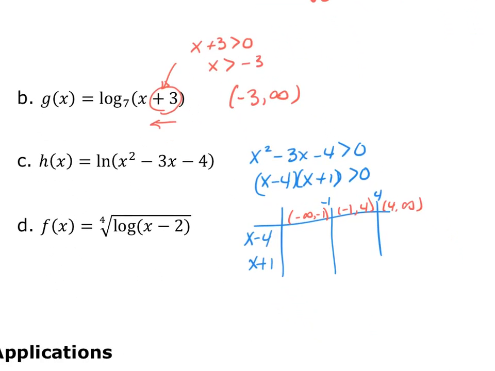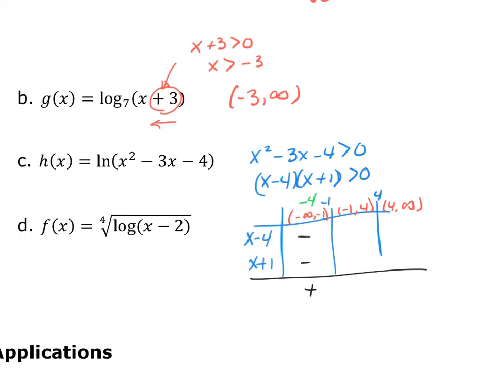So I'm going to choose something in the interval between negative infinity and -1. I'm going to choose -4 because I can. That gives me a negative and a negative. That tells me this region is positive.